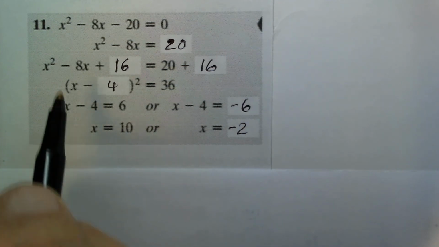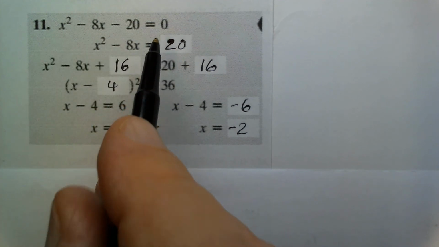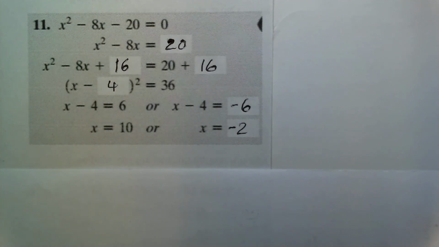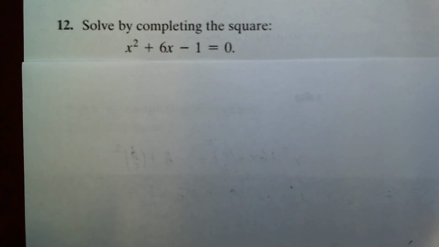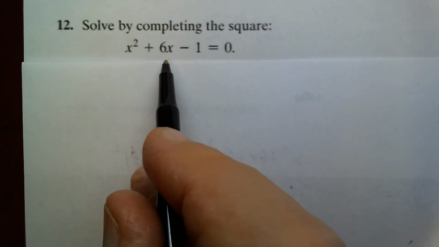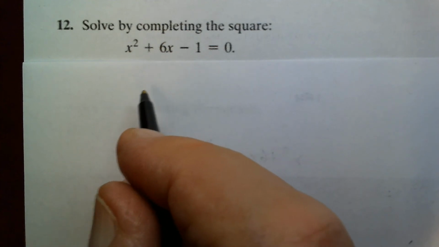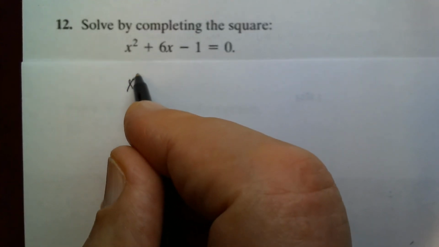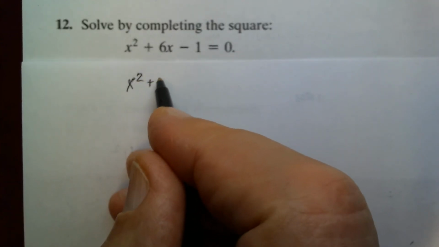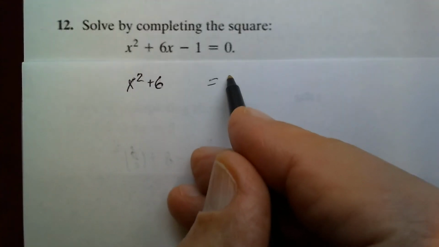So these are the two solutions of this quadratic equation. To solve the quadratic equation x squared plus 6x minus 1 by completing the square, we begin by writing it as x squared plus 6x equals 1.